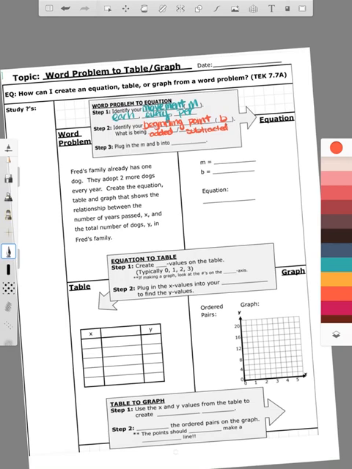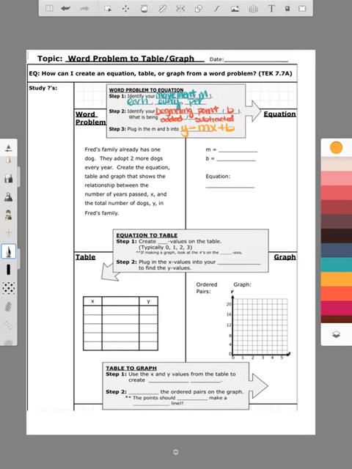And then step three, you're going to plug in M and B into y is equal to mx plus b. So that's the equation you're going to use to figure out how to convert a word problem to an equation. All right, so now we have an example below.